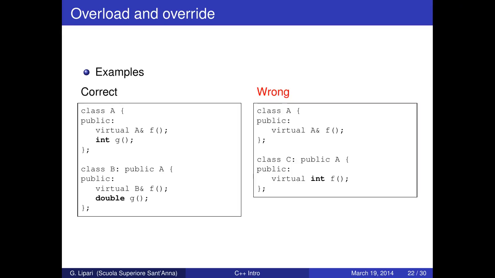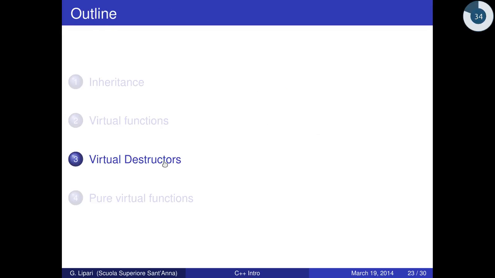Here instead, this is wrong, because in class A I'm returning a reference to A, and in class C, which derives from A, I'm returning an integer, and this is not possible. Okay? So here you are probably going to run into trouble, and the compiler will signal that you cannot do that.